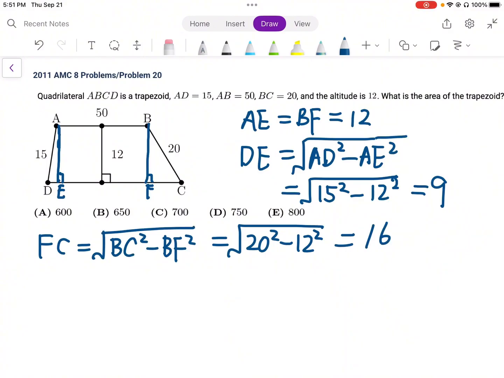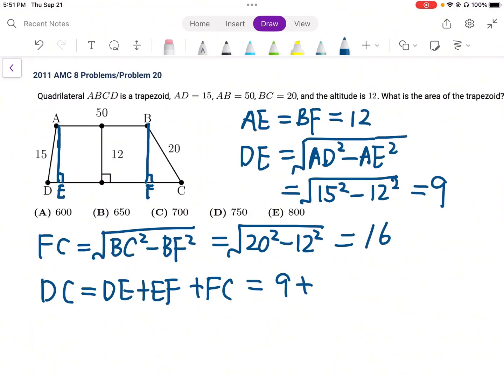So now we know that DC equals DE plus EF plus FC. It equals 9 plus EF, which equals AB equals 50, plus 16, and it equals 75.